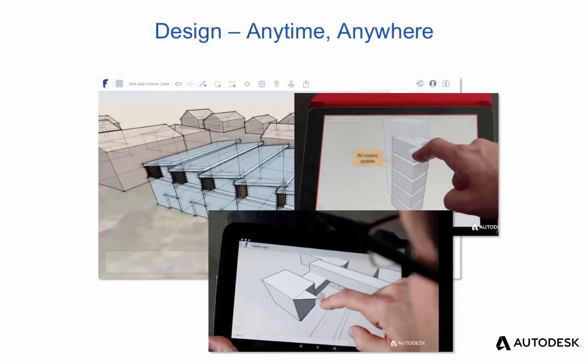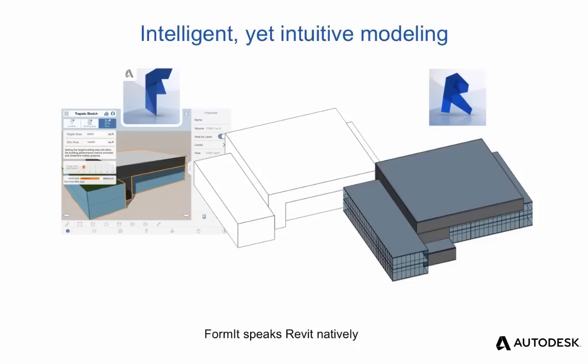So it's intuitive modeling, yet it's intelligent. FormIt speaks Revit natively, meaning that you can go from a FormIt model directly into Revit, and a lot of the data, such as the levels and all of the masses, become mass families. You don't just get dead geometry when you go from FormIt to Revit. You get a really actual intelligent BIM going from FormIt into Revit.